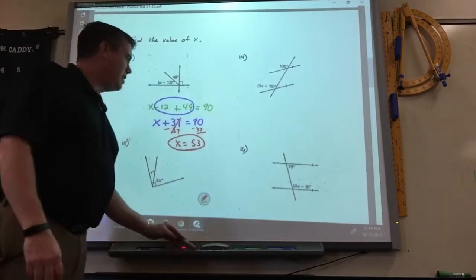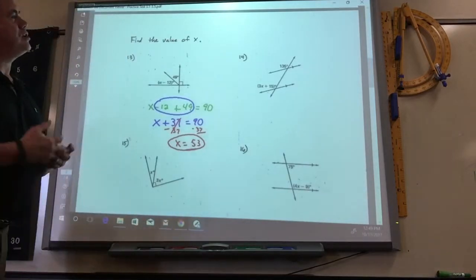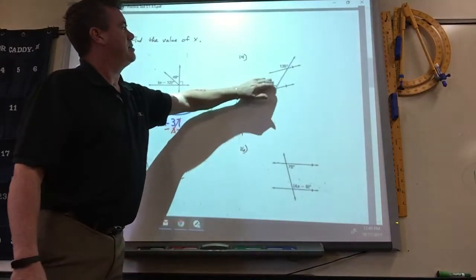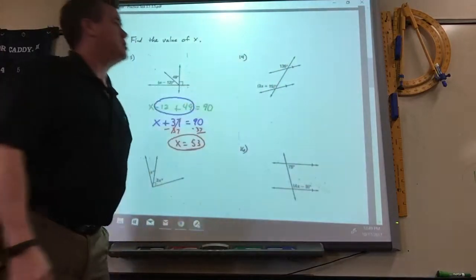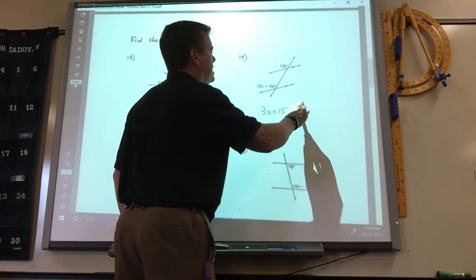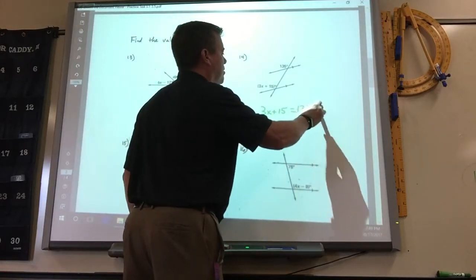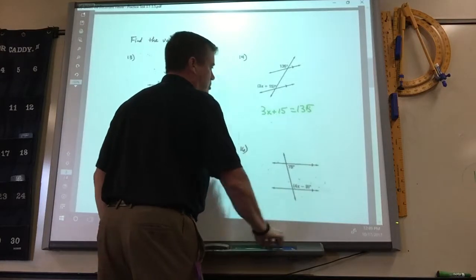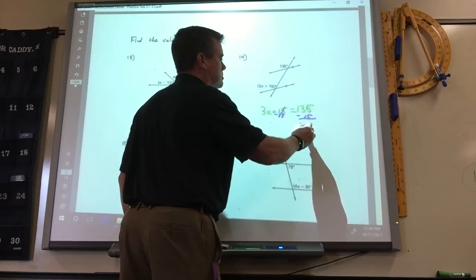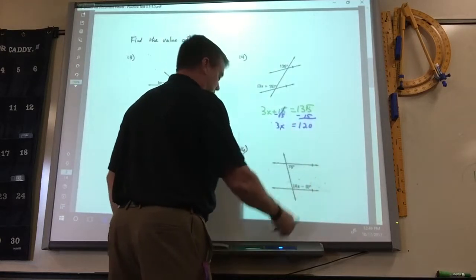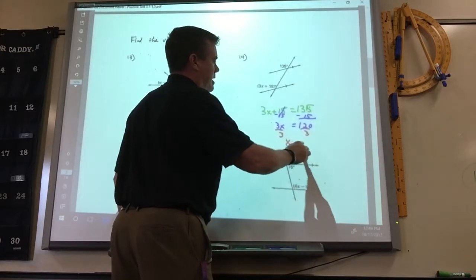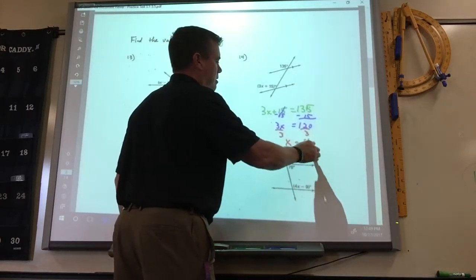Okay, so on number 14, what do you know about these two angles? Parallel. They're equal because they're corresponding. So 3x plus 15 has to equal 135. So we solve it. Subtract 15. And then divide by 3. And that is 40, right? Yes.